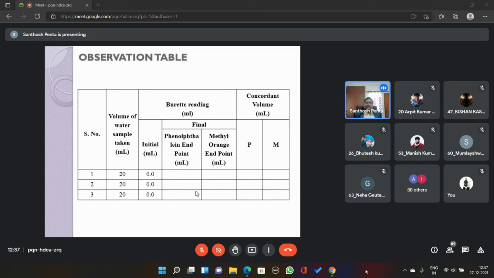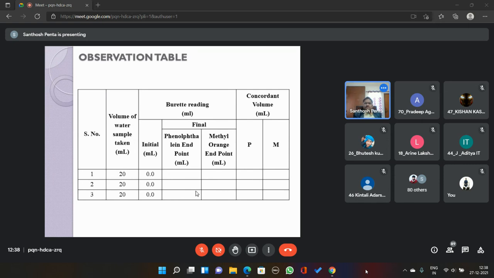What does it mean? Only bicarbonate, because bicarbonate is alkaline. Presence of bicarbonate ion, that means hydroxide and carbonate ions may be absent. That is the conclusion. Remember carefully.